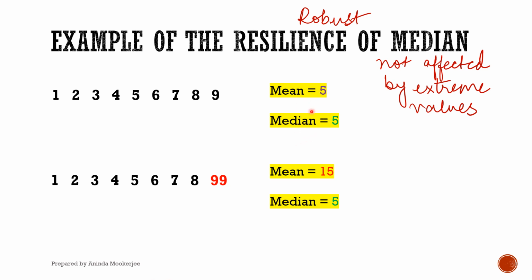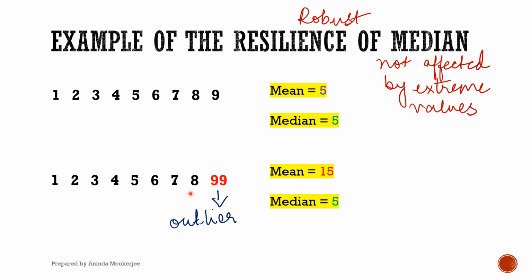Now in the next situation, I have my 1 2 3 4 5 6 7 8, and then I change the 9 to a 99. That means I introduce what's called an outlier value, an extreme value that does not really belong with the other numbers. It's way off from the other values here. 1 through 8 are close to each other, but 99 is way out. It's much higher than the numbers that we see here. It's an outlier.